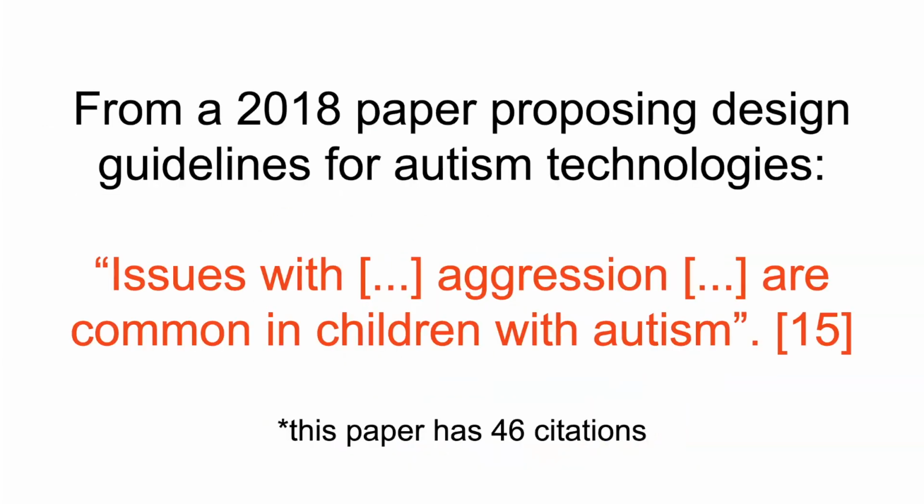And we see this being reflected in HRI research, where in one of the papers we looked at, the author said that issues with aggression are common in children with autism, but this is not necessarily true because aggression is a trait that's more commonly found in autistic boys instead of autistic girls. So this is taking the perspective of autistic boys and applying it to the whole community.